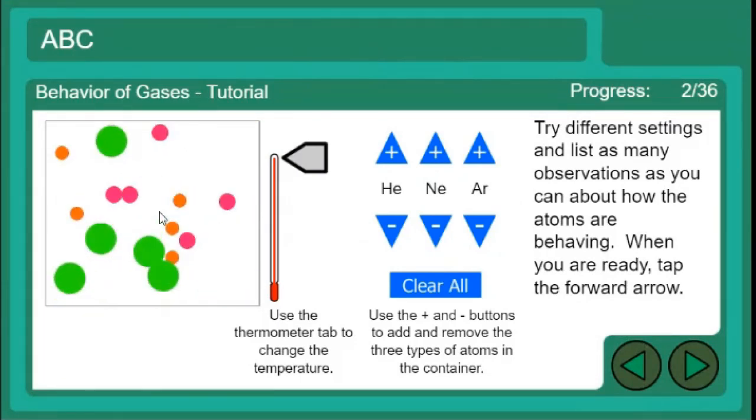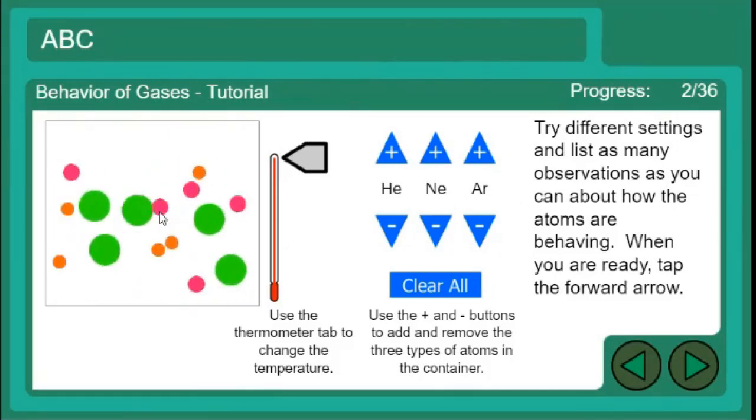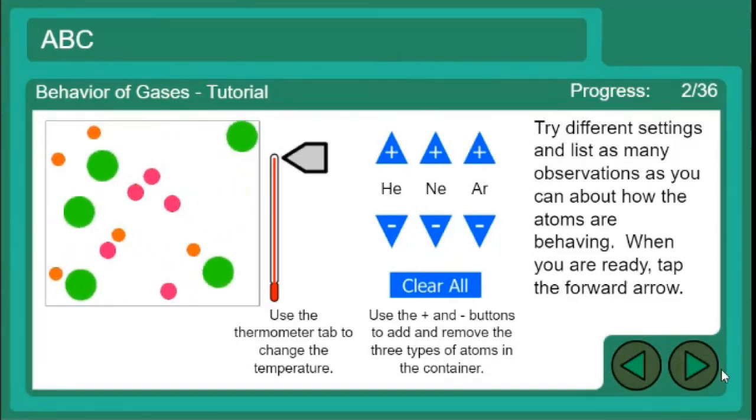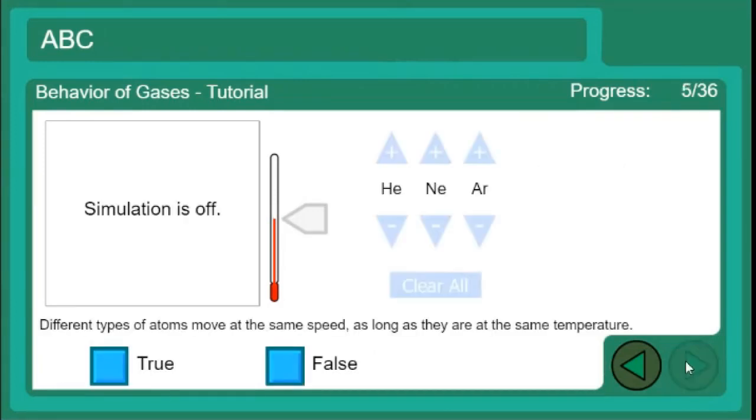So over here, there are a few factors: amount of the particles, the size of the particles, and the temperature as well. Okay, next. Okay, this is simulation. The speed of the atom depends on the temperature. True or false? True. Yes. Okay, good job.